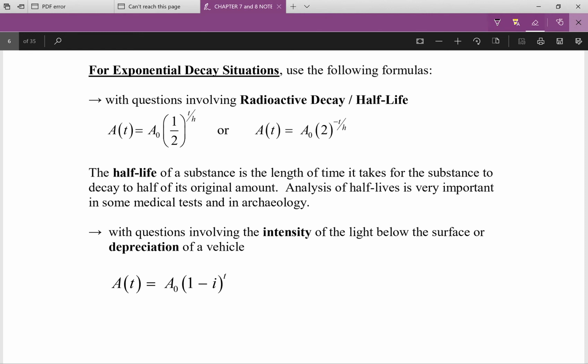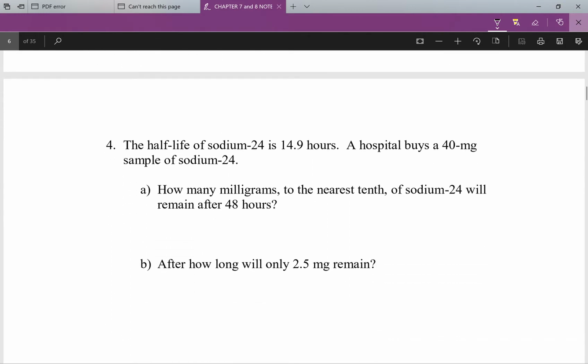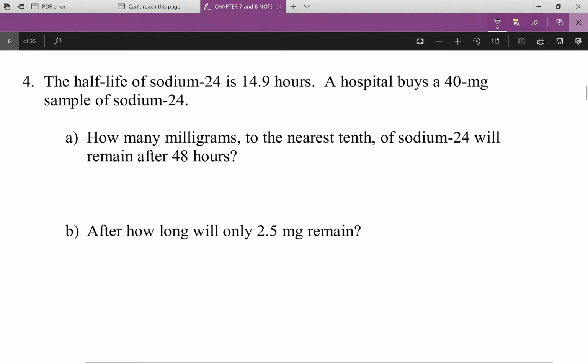So now we're going to finish off this first part with exponential decays. For exponential decay situations, you'll see there'll be radioactive decay or half-life, but again, I'm actually just going to dive right into the questions, and we're going to look at them, and then I'll explain them as we go through. So the half-life of sodium-24 is 14.9 hours.